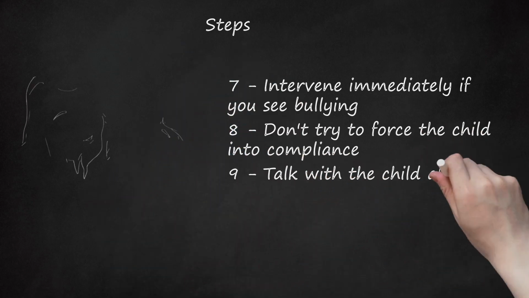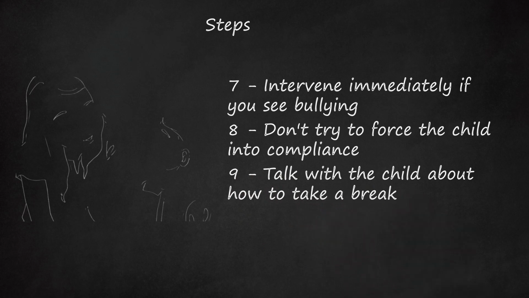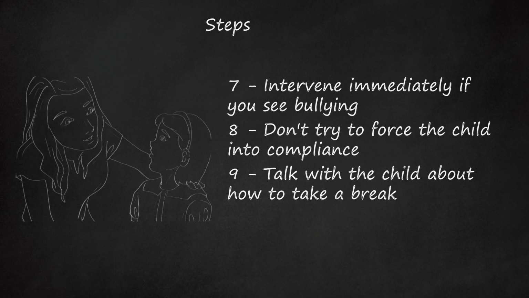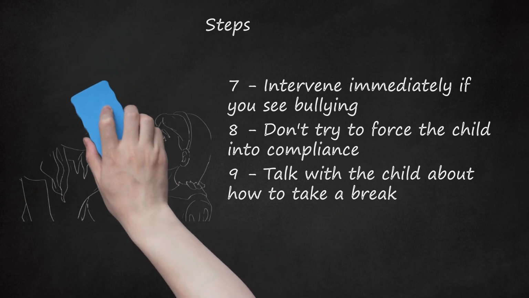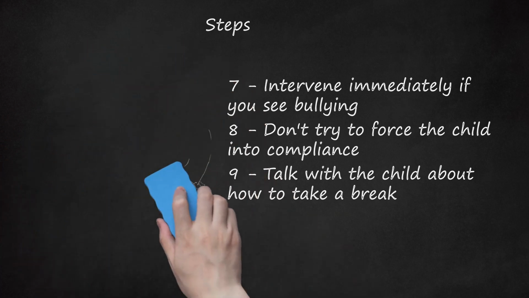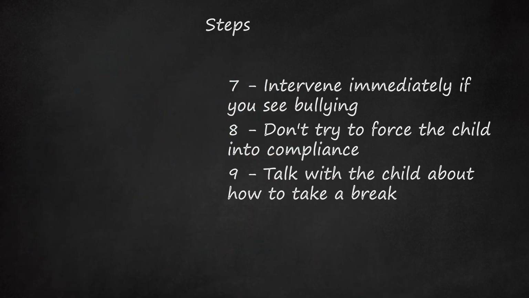9. Talk with the child about how to take a break. Sensory overload, distress, or anxiety can cause overwhelming feelings and make participation difficult. When ignored, it can lead to an outburst. If they start feeling upset, they should know how to ask you for a break to calm down. Consider making a special corner for this purpose. If they are not able to communicate their feelings, keep an eye on them and help them take a break if they look distressed.